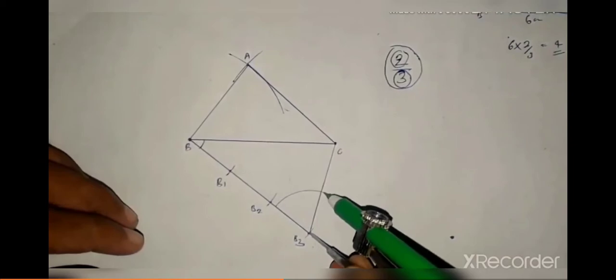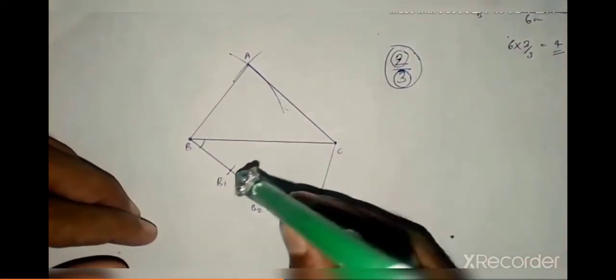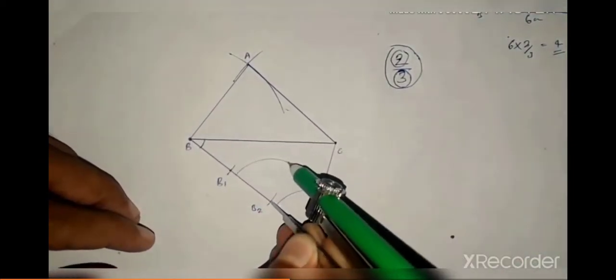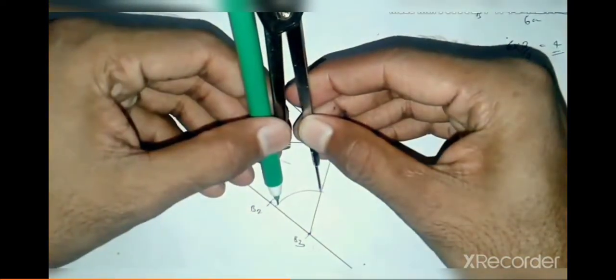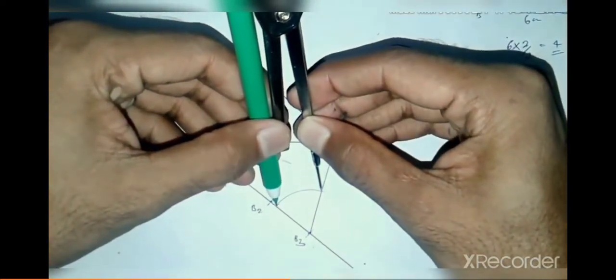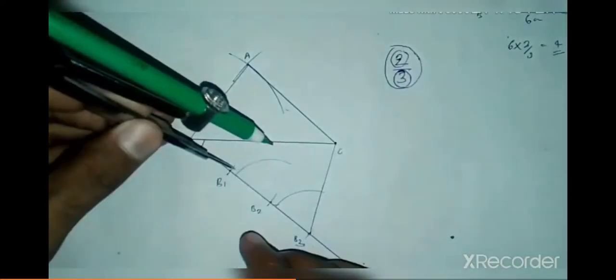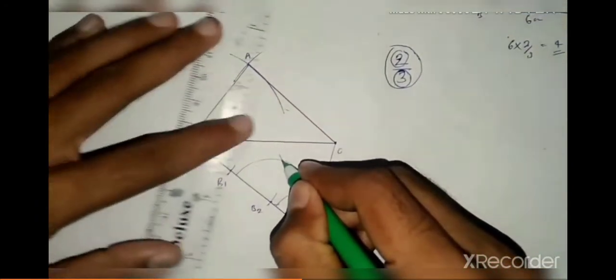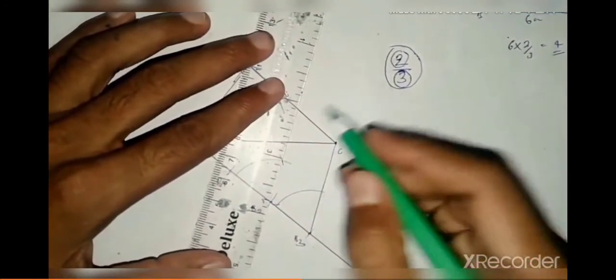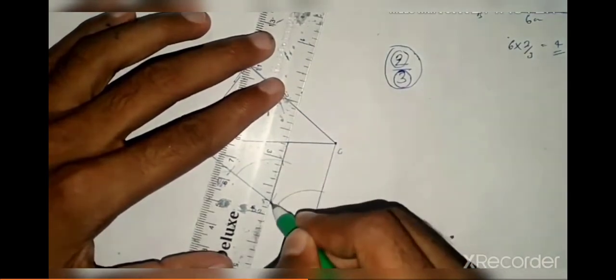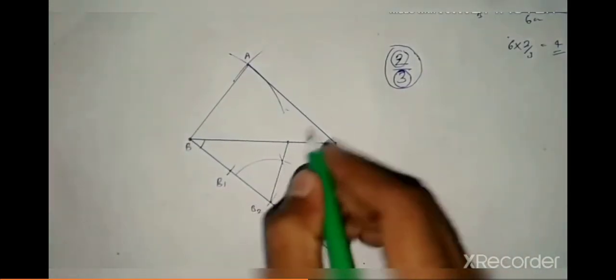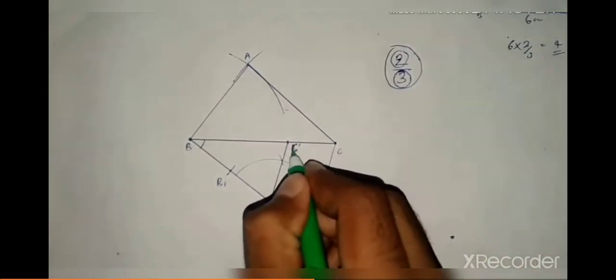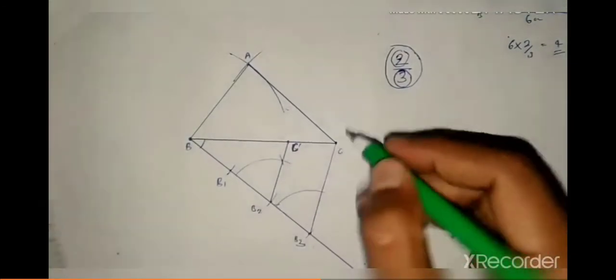Take 1 centimeter, draw an arc from B3 with the same radius, cut an arc, and another arc with B2. Measure the width of that arc, and from this point cut the arc. Then you will get 2 arcs. Where they meet, from B to that meeting point you have to join. Then this will be B1, because B1 you have to take, or C1 you can take.